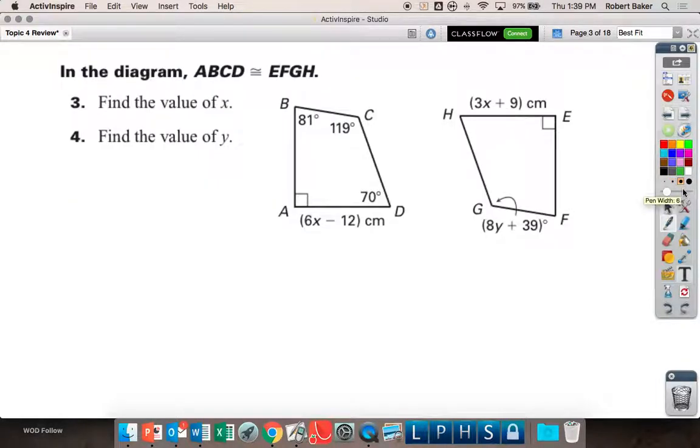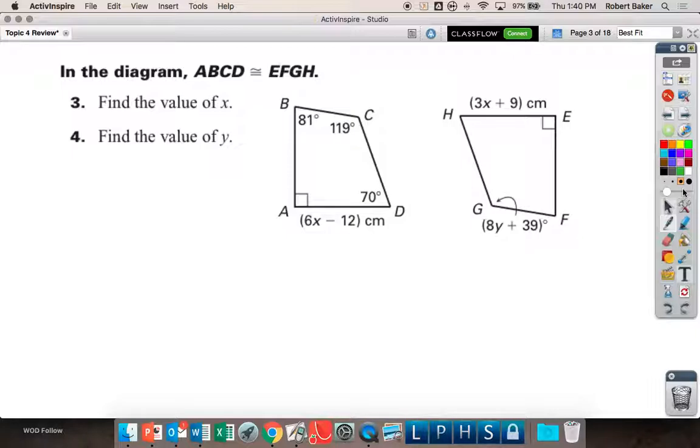Alright, now for this question it says we have two congruent figures. We have figure ABCD and we have figure EFGH. It wants you to solve for x. So what is the hard part about this problem? Everything. Go ahead, Colby. No, you already raised your hand. Can't take it back. You have to read the question.